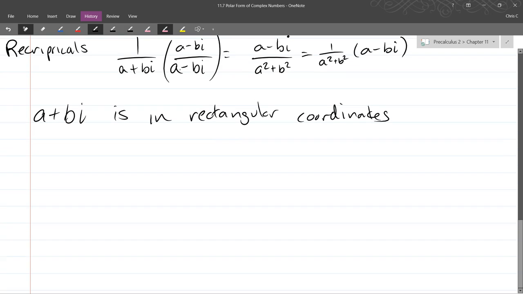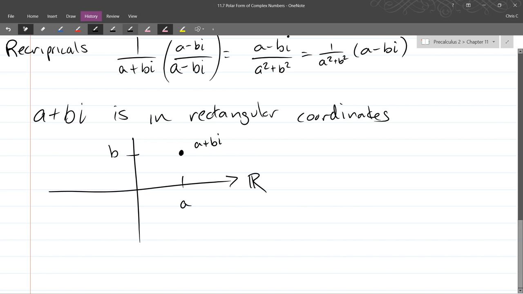So a plus bi is in rectangular coordinates. You can graph it out, go over a, go up b, and that number is a plus bi. So this is written in rectangular coordinates. This is basically the real axis. This one up here is the imaginary axis. So it's just like a real axis, except it's multiplied by i. So it's called the imaginary axis.